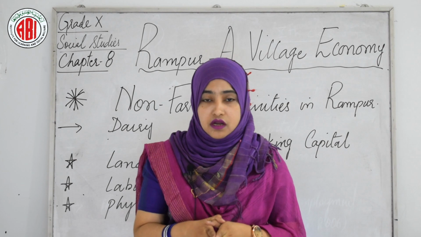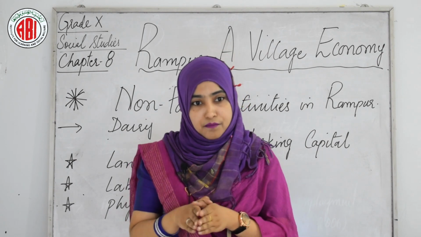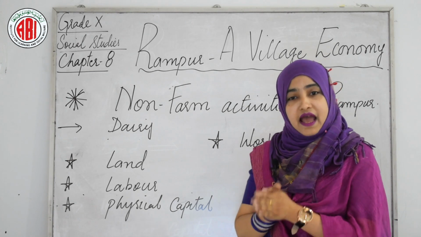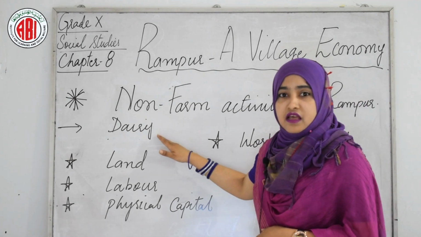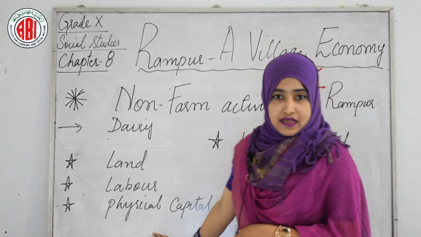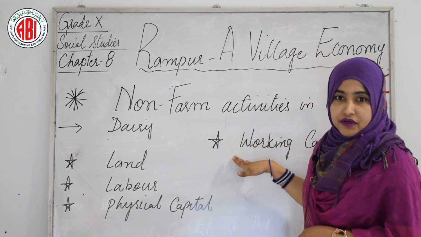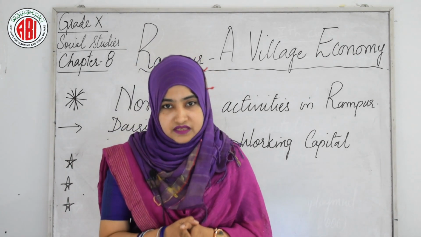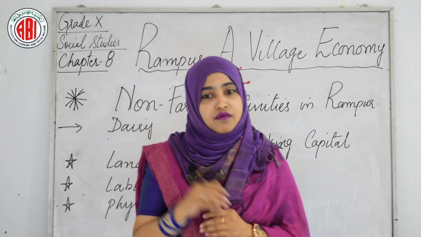So the first non-farm activity in Rampur is dairy, the other common activity. In dairy, the first thing is that land, labor, physical capital, and working capital are required. Dairy production is a common activity in many families of Rampur.